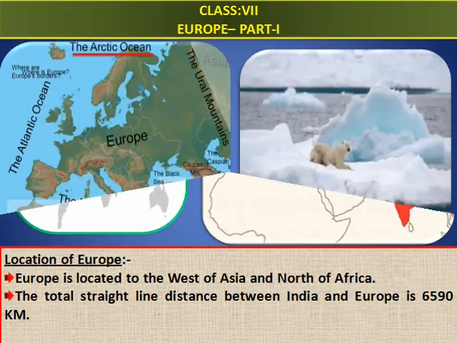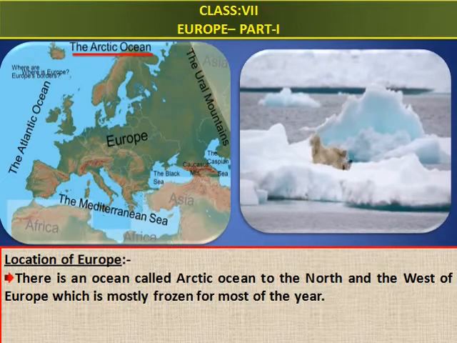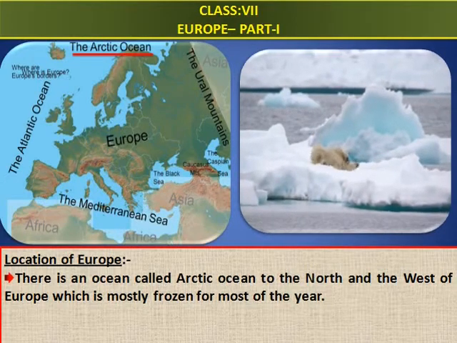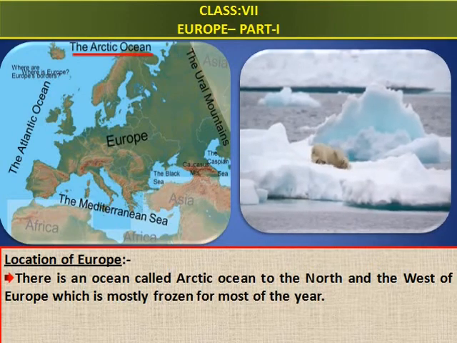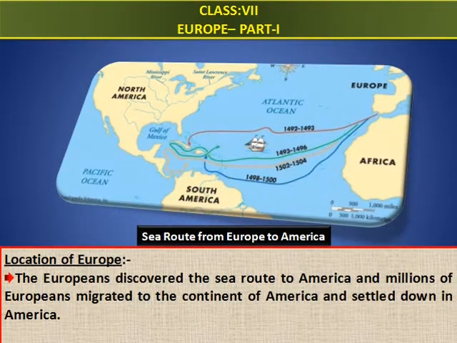Children, now we should identify the boundaries of Europe. There is an ocean called the Arctic Ocean to the north and the west of Europe, which is frozen for most of the year. This Arctic Ocean separates the continents of North America and Europe. About 500 years ago, the Europeans discovered the sea route to America, and millions of Europeans migrated to the continent of America and settled down in America.